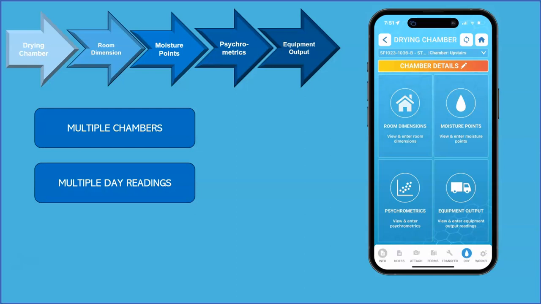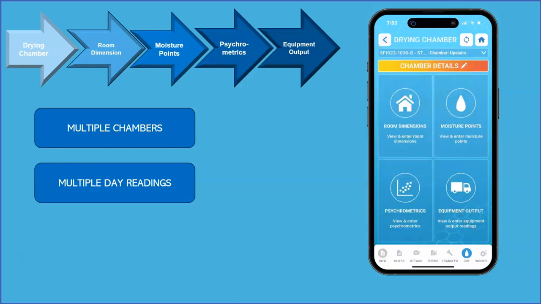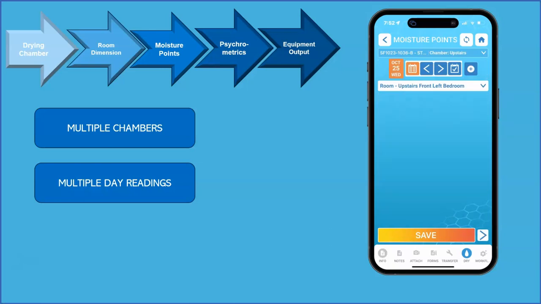For example, if I select room dimensions, I could modify, add additional rooms, or modify affected areas if needed. Now, within this room dimension section, I have arrows in the upper and lower sections of this screen. I could select the arrow to the left to navigate me back to the main chambers screen, or if I am in the room dimension screen and I select the bottom right arrow, it'll take me to moisture points, which again is the next section within our dry logs functionality.